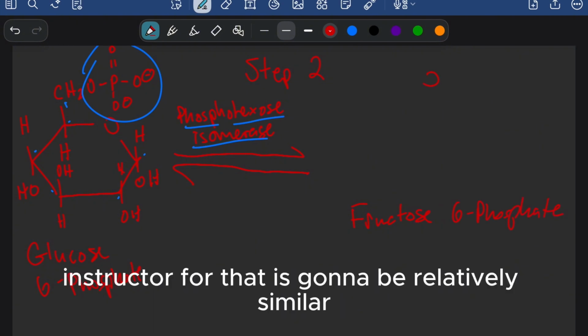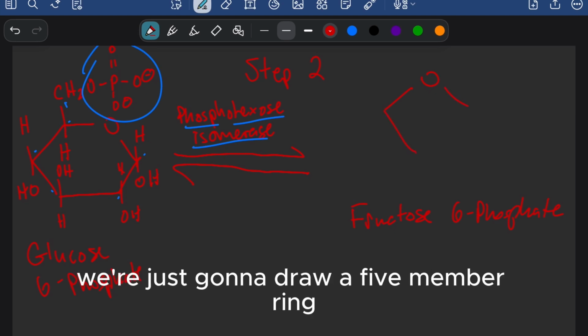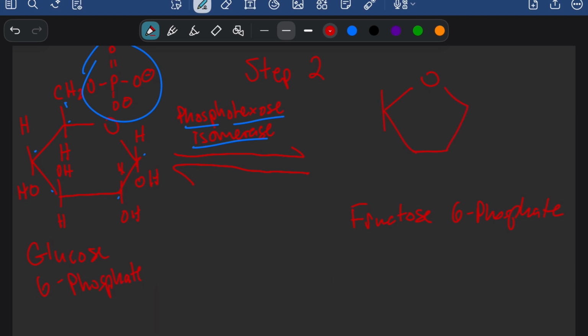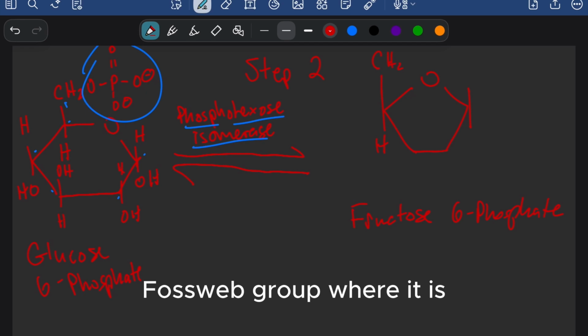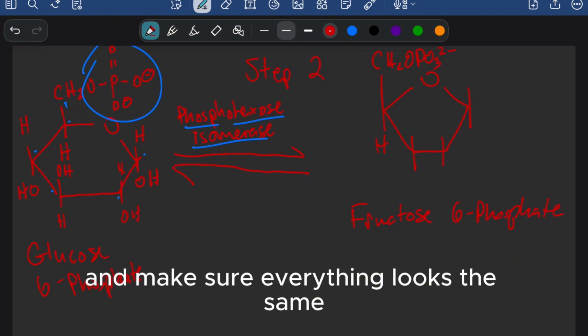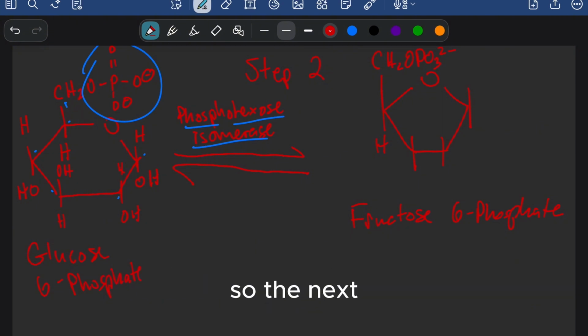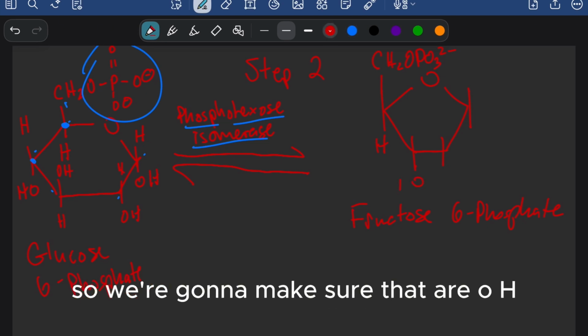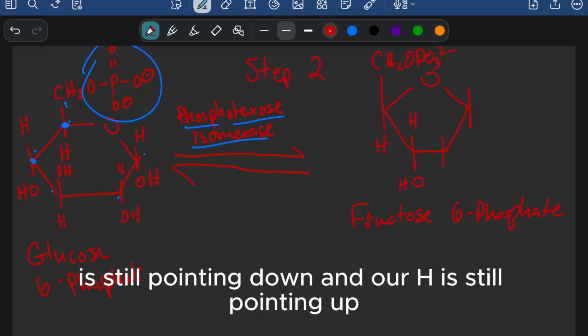And the structure for that is going to be relatively similar. We're just going to draw a 5-membered ring instead of a 6-membered ring. Going to keep our phosphate group where it is. And then I kind of just go around and make sure everything looks the same. So the next after this carbon that we already drew is this one. So we're going to make sure that our OH is still pointing down and our H is still pointing up.